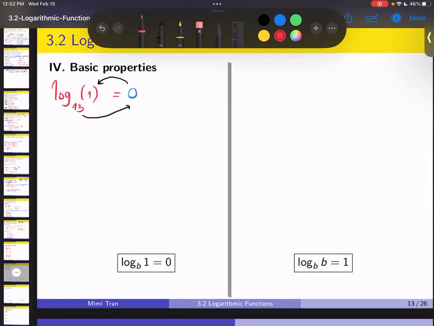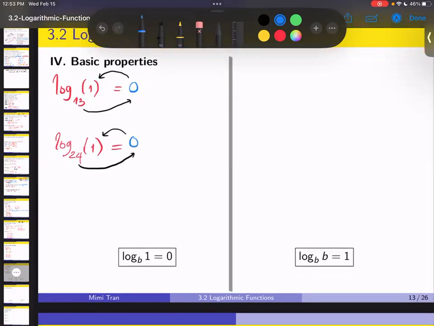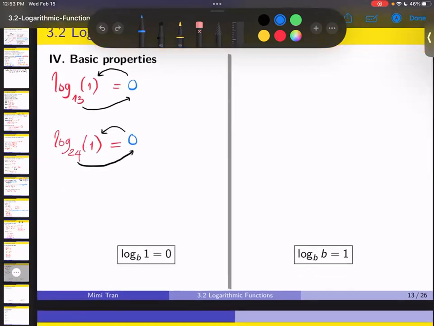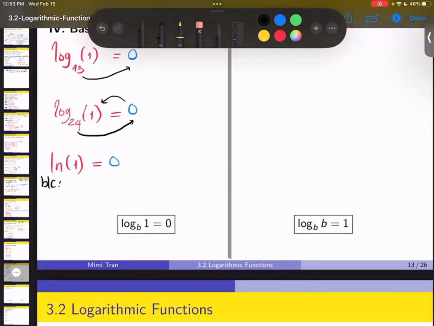Another example: log base 24 of 1 equals, same deal, right? 24 to the what power gives me 1? 0, right? Even ln of 1, I claim, is also equal to 0, because I can rewrite ln as log base e, right? And then bring down the 1.